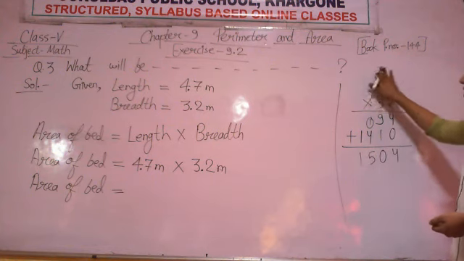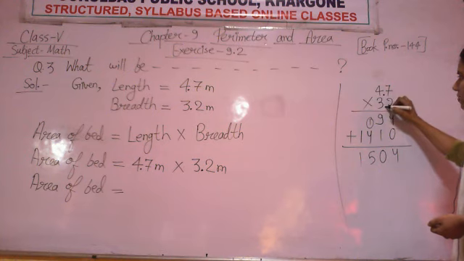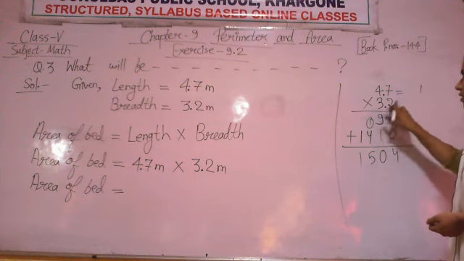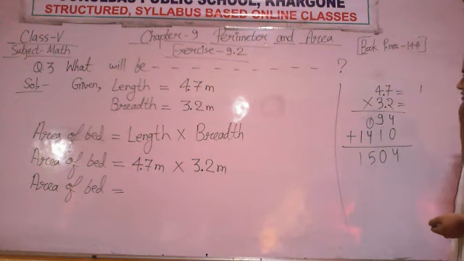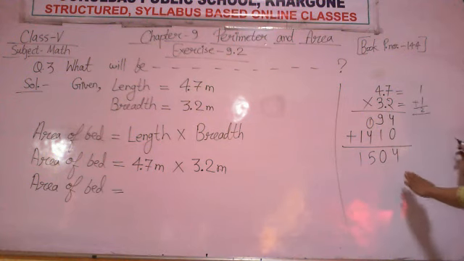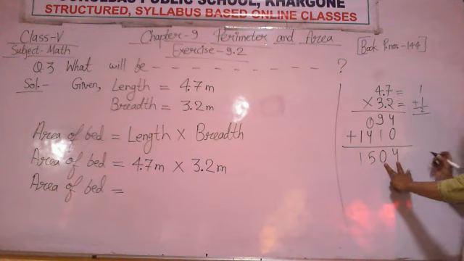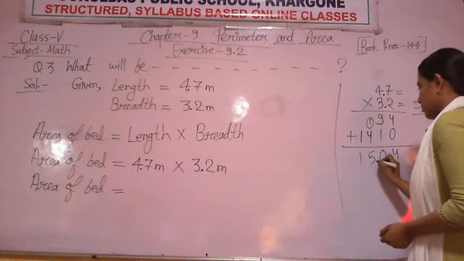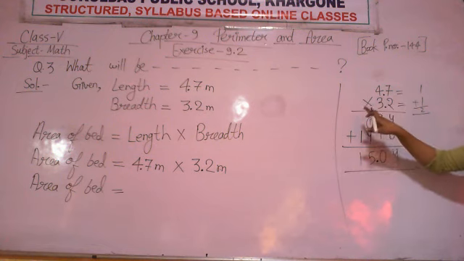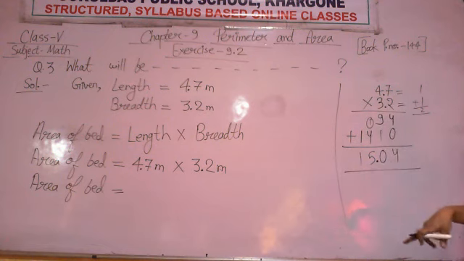As the given numbers are decimal numbers, so put decimals accordingly. Here the number of digits after decimal is 1. In the second number, the number of digits after decimal is 1. Now add both. 1 plus 1 is 2. So in the final answer, from the rightmost side, leave 2 digits and put a decimal. So our product of 4.7 and 3.2 is 15.04.